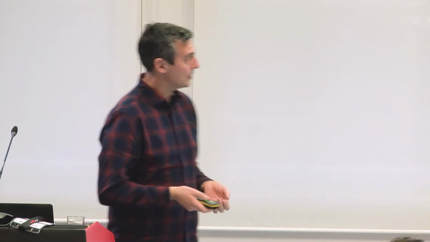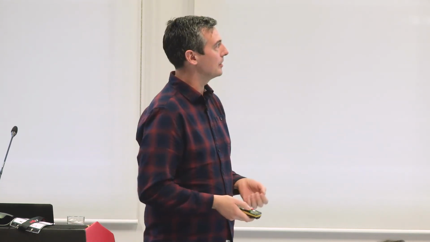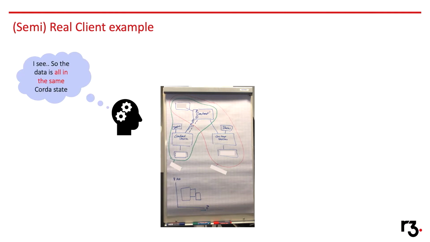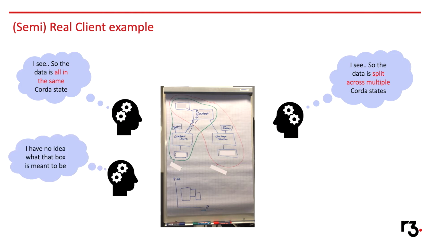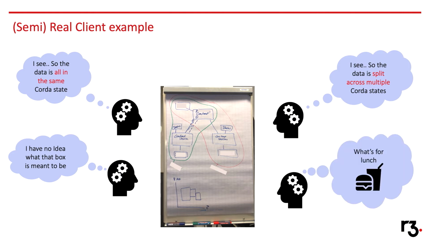He drew this diagram when we were talking about how to structure the application they're working on, and we had various people standing around it. And they all had a different point of view. One of them was saying, oh yeah, I see, so it's all contained in the same Corda state. That's great. Unfortunately, somebody else looking at exactly the same thing was going, oh, I see, it's all split across multiple Corda states. And another guy was going, I have no idea what that box is meant to be. And another guy was more interested in what's for lunch. And by the way, I was this guy and that guy at the same time.